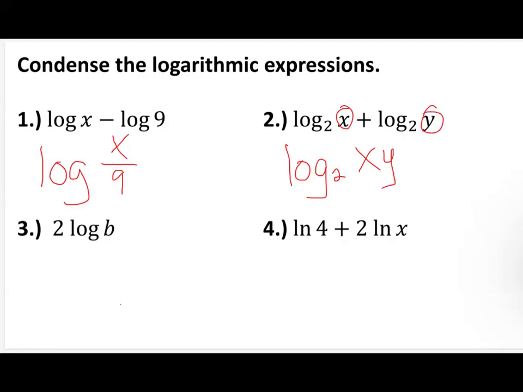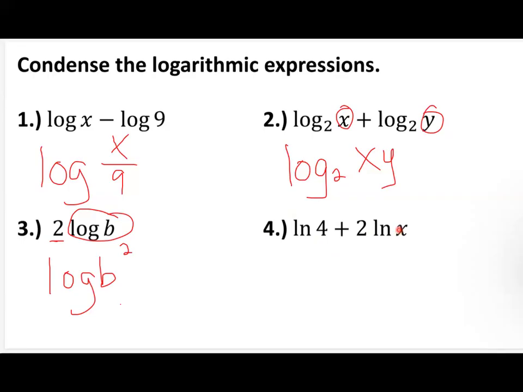Okay, now, if you look here, we've got a number times a logarithm. So that means that that number used to be an exponent. So that's log of b squared. Okay, remember for number 4, natural log, this ln is logarithm natural. So natural log. On your calculator, it might look like ln, natural log. Natural log of 4 plus 2 times the natural log of x.